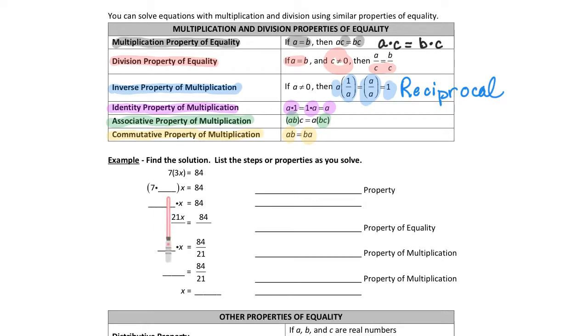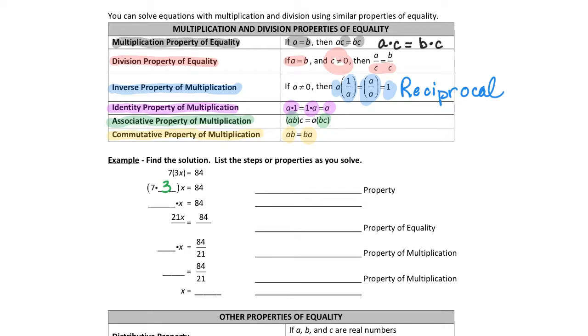In our example, we're going to list all of the steps or properties that are used. So let's take a look at what we've got. We've got 7 times (3x) in parentheses equals 84. So what's missing? 7 times 3x, and then notice we've got here 7 times blank times x. Yes, we're missing that 3.